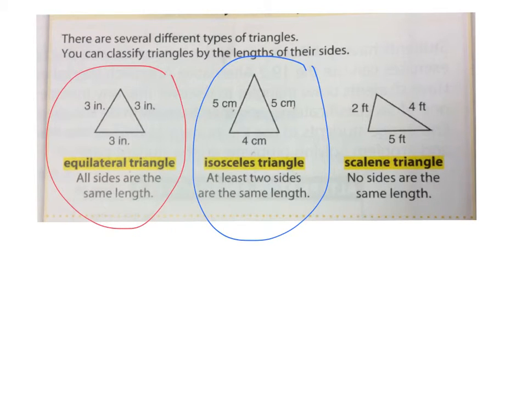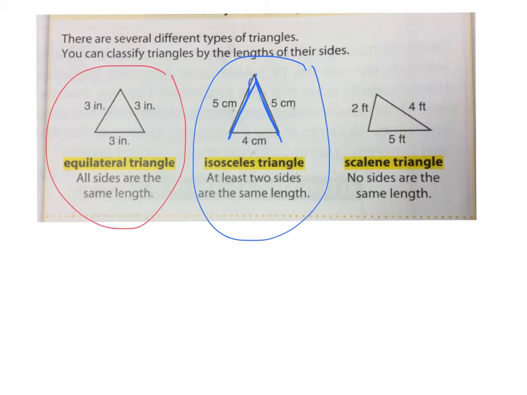The second kind of triangle is called an isosceles triangle. Okay. That's when 2 sides are the same length. You can see here in this triangle, this side is 5 centimeters, and this side is 5 centimeters. Is the third side 5 centimeters? No. So when only 2 sides are the same length, it's called an isosceles triangle. Let's say it together.